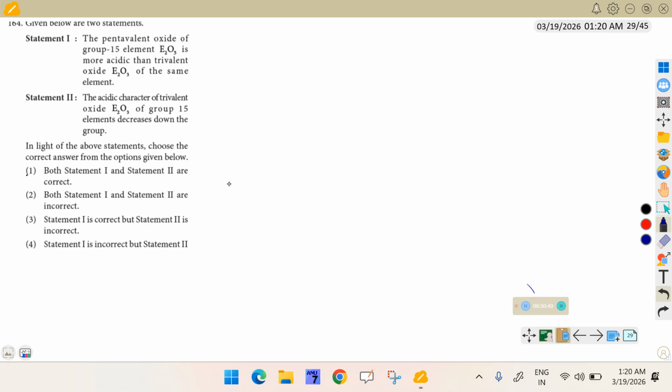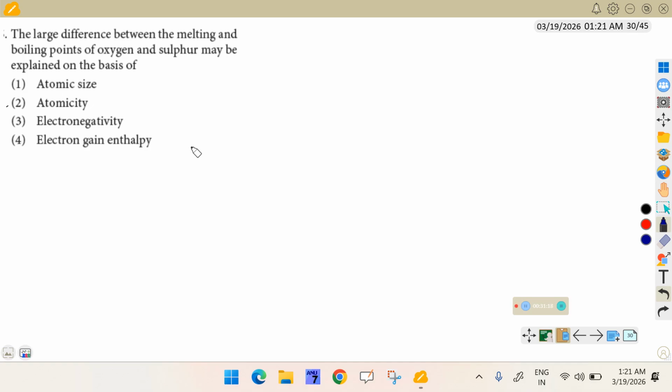The pentavalent oxide of group 15 element, E2O5, is more acidic than the trivalent oxide E2O3 of the same element. Yes, because acidic nature is directly proportional to the oxidation state of the central atom. That's the reason. The first statement is correct. The acidic character of trivalent oxide E2O3 of group 15 elements decreases down the group. Groups top to bottom, acidic nature decreases. This is also correct. So both A and B are correct.